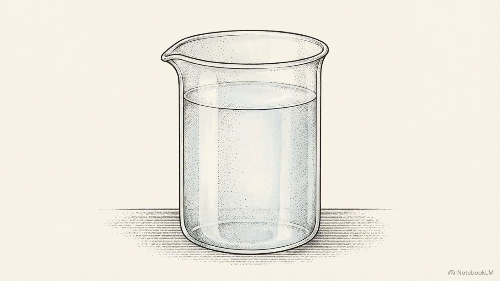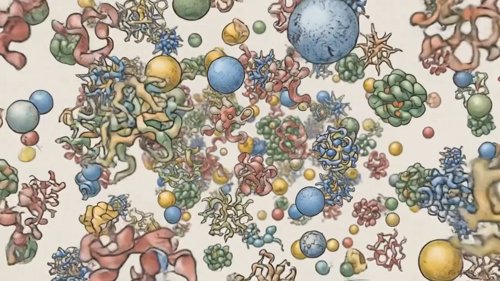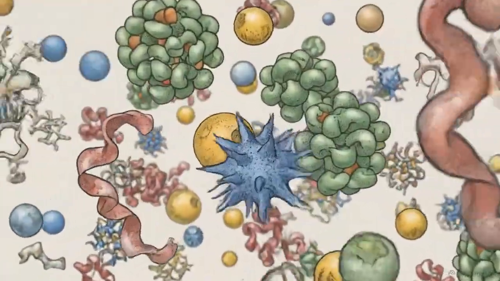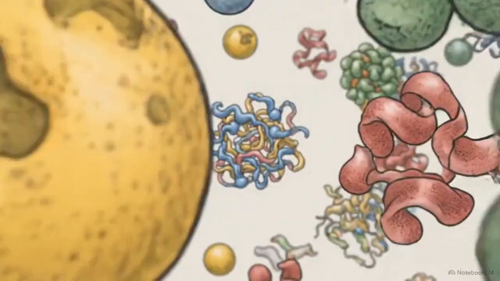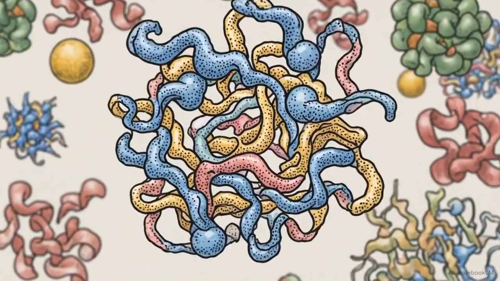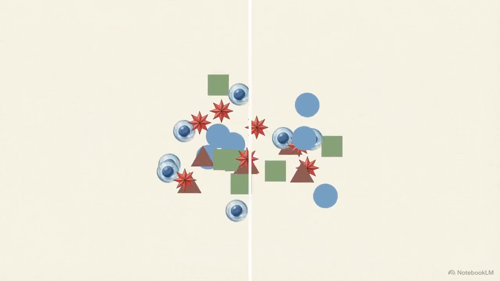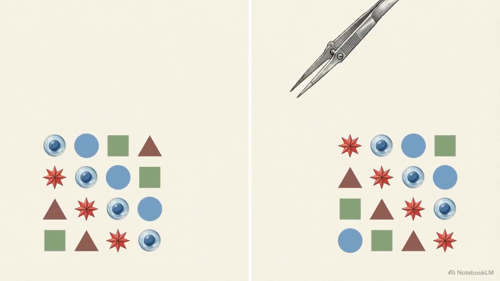Imagine looking at a beaker filled with a complex chemical mixture. To the naked eye, it appears to be a single uniform liquid, but at the microscopic level, it is pure chaos. Dozens of distinct molecular structures, all tumbling and colliding in a random, erratic distribution. The core challenge of analytical chemistry is taking that chaos and pulling it apart.